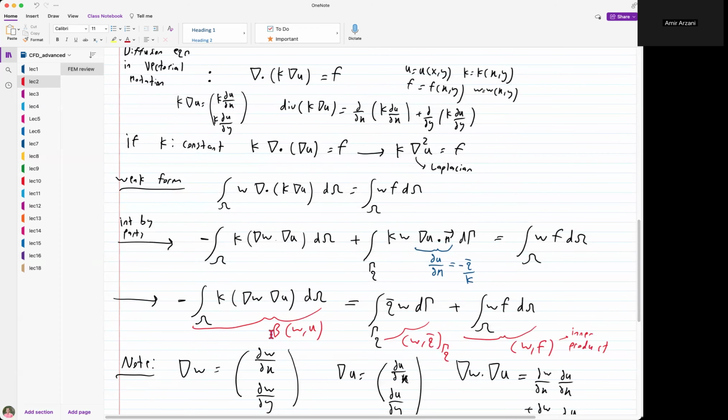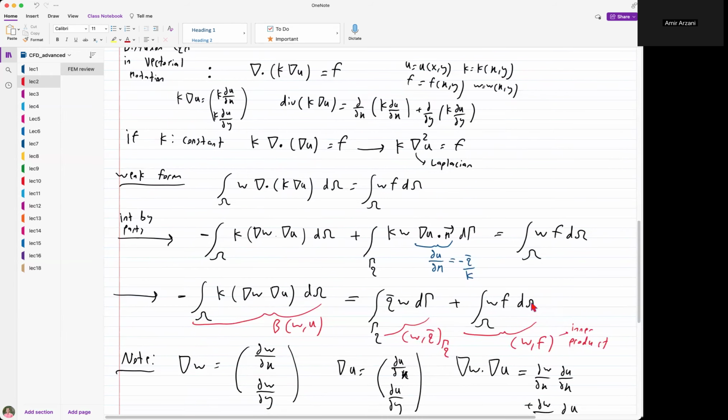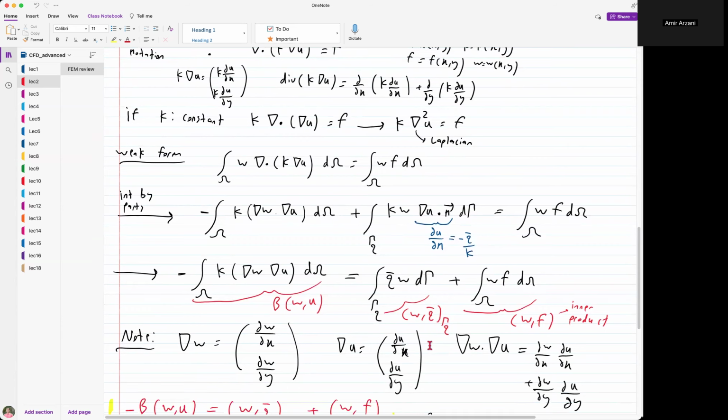So this term I show as an operator B of w and u. So give me two functions w and u. B of w and u is an operator where you take the gradients of w and u, you do the dot product, you multiply it by k, and you integrate. So that's how I'm defining this operation. And these parentheses are the inner products, the L2 inner products that we previously defined. They just take the two functions, multiply each other, and integrate over the domain. If the domain is not clear, we can use the subscript here to denote where integration is done, so in this case, over the Neumann boundary.